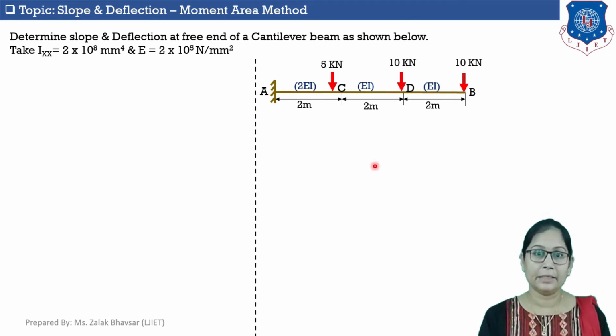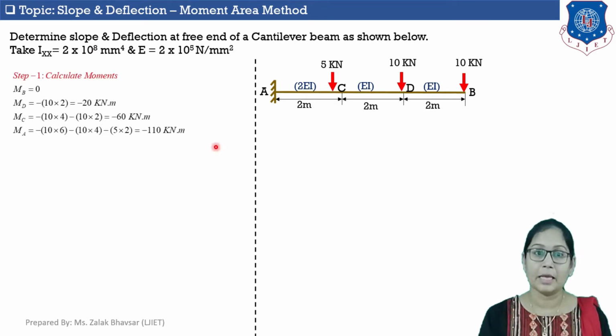So, as we did in a previous session, here again we will follow the similar steps. In step number 1 we will calculate moment and then we will draw bending moment diagram and M upon EI diagram, and after that we will determine slope and deflection at point B. So let's start with our step number 1. In step number 1 we will calculate moment.